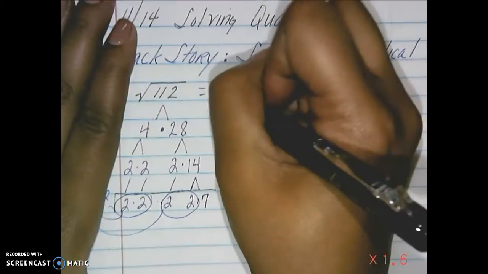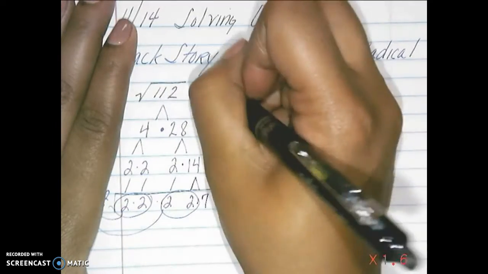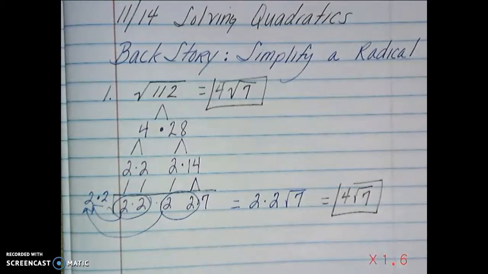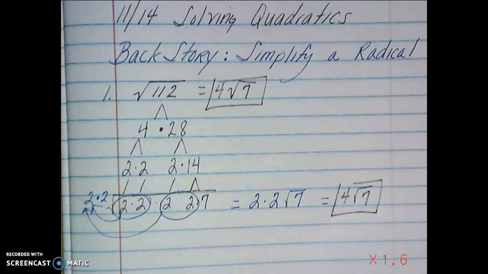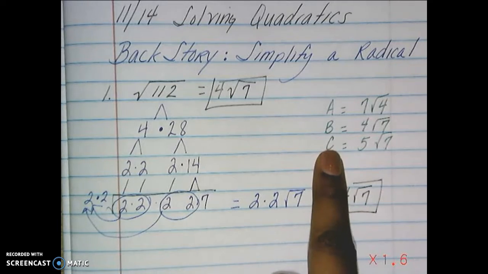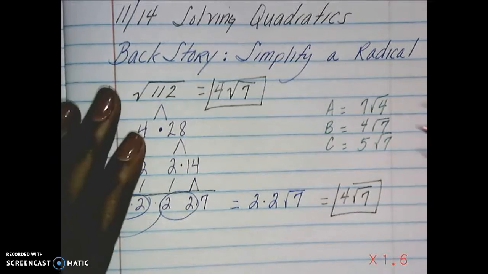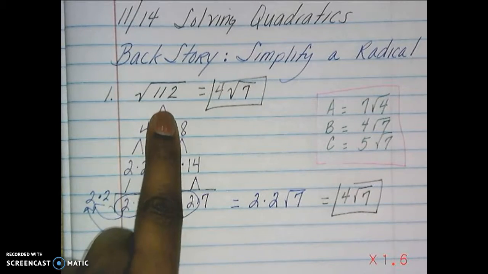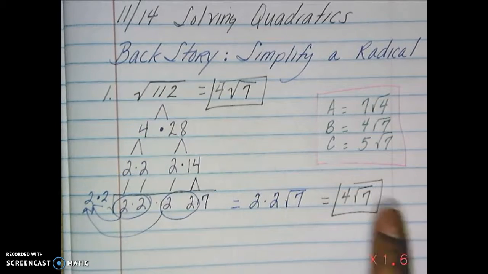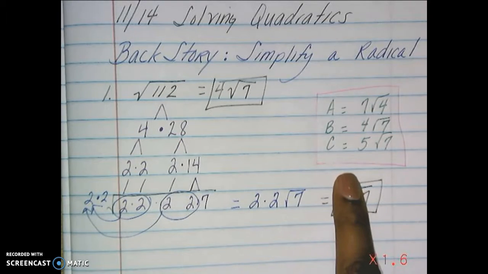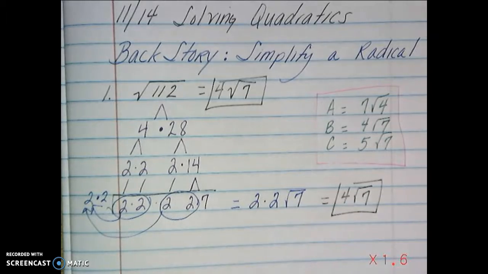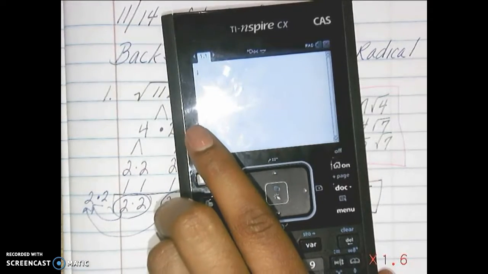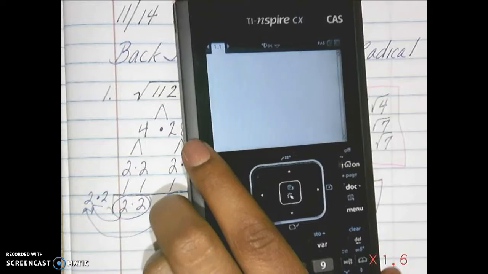Okay, so 4 square root 7. That's going to be our final answer. Give me one second, I'm going to get the calculator to show you a way that you can check to know if you are doing it right. You may get a multiple choice question on a test that says, what will be the simplified radical form of the square root of 112? Well, we just came up with this. But let's say you don't have the great calculator that you have in class. You got stuck with a different version, not the CAS version.